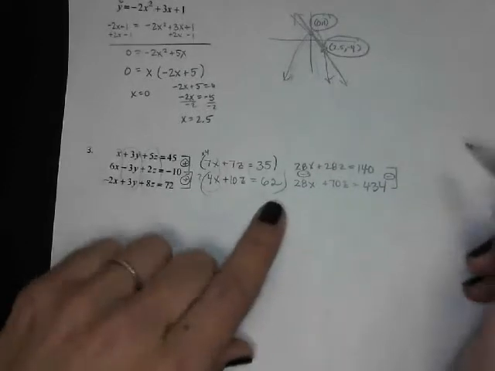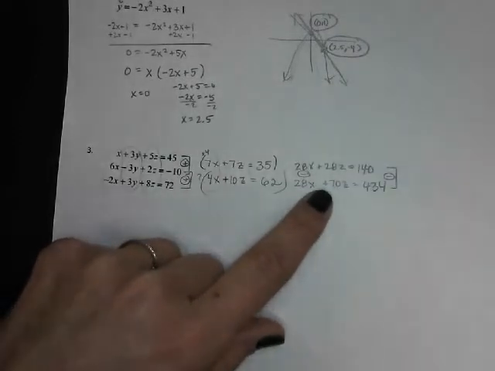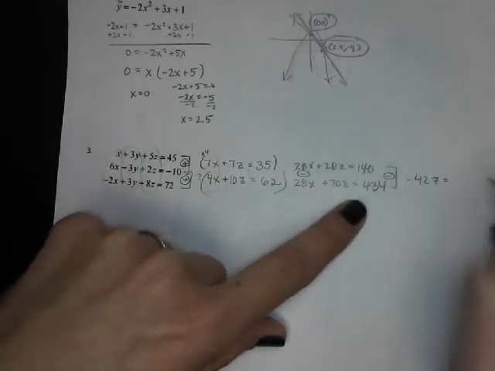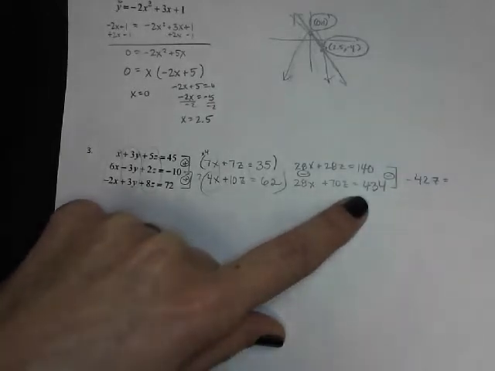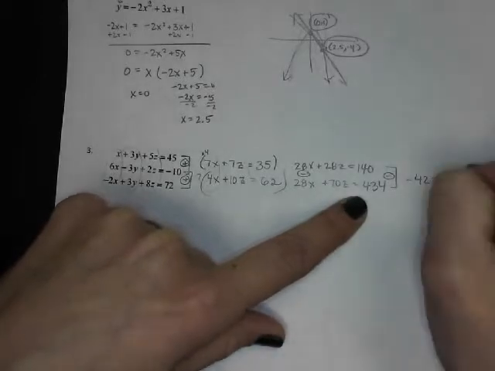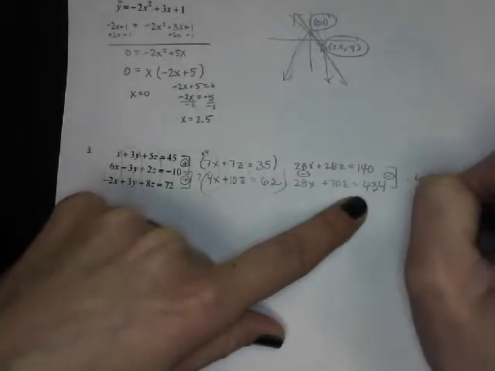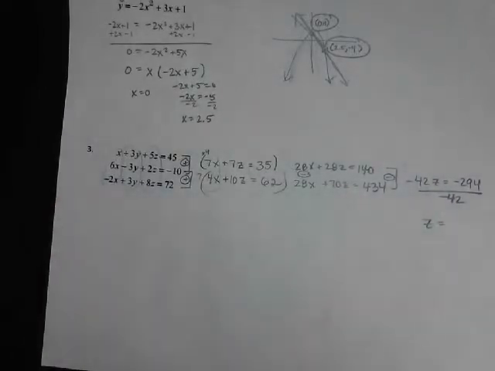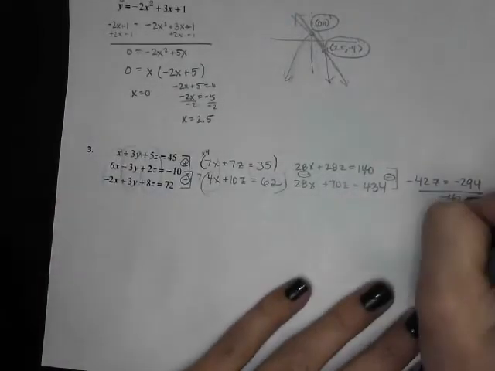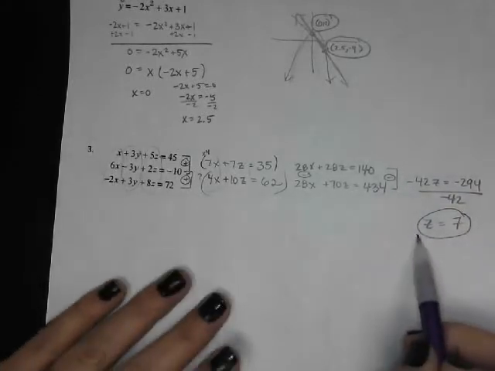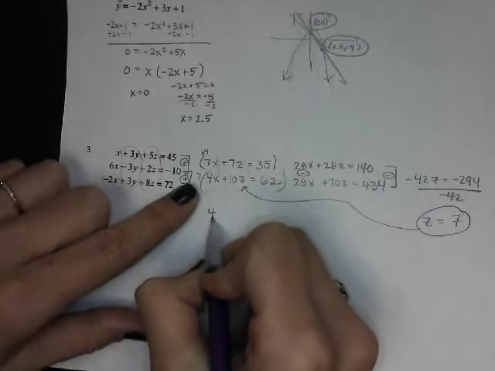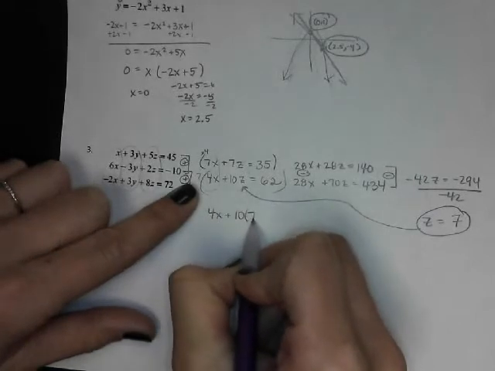So we're doing subtraction. So 28 minus 70, negative 42. 140 minus 434, negative 294. Divide everything by negative 42. And you get z is 7. Now it's a domino effect backwards. So if you know z is 7, we can plug it in there to find x.